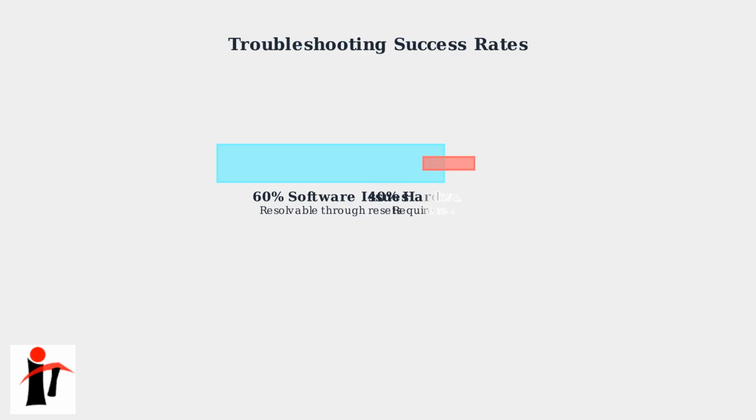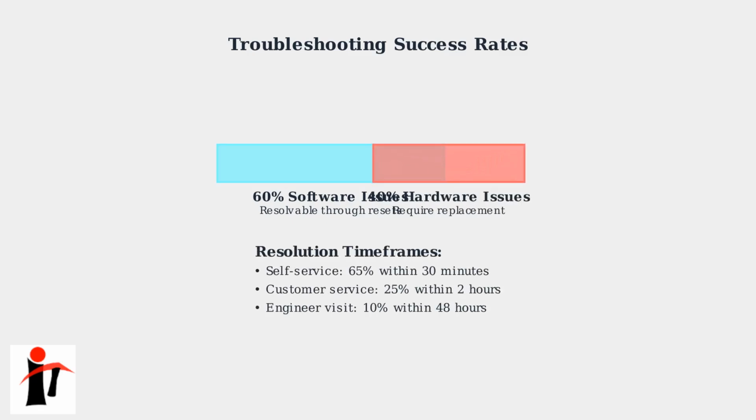Look for these warning signs that indicate hardware problems requiring professional intervention. According to technical experts, approximately 60% of EE-TV box boot loop issues are software-related and can be resolved through proper reset procedures. The remaining 40% typically require hardware intervention or complete device replacement.